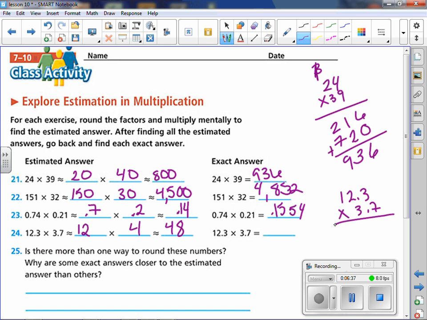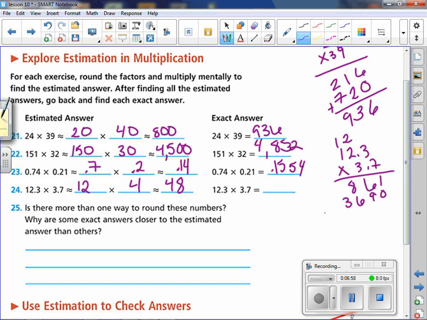7 times 3 is 21. Put my 1 down, carry my 2. 7 times 2 is 14, plus 1 is 16. Carry my 1. 7 times 1 is 7, plus 1 is 8. Put my placeholder. 3 times 3, 9. 3 times 2, 6, and 3 times 3 is 1.